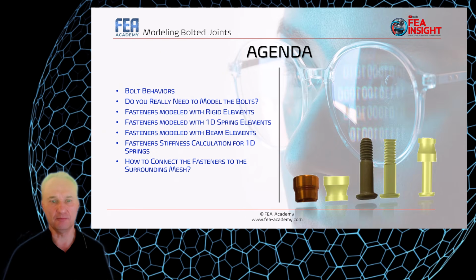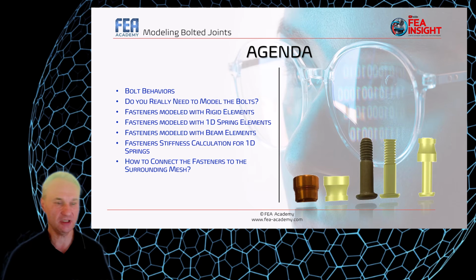So, before jumping into the details of this episode, let me present you the agenda. I want to start with a refresher about bolt behaviors and also answer the question, do you really need to model the bolts? Then I'm going to cover three methods in order to model the fasteners, the bolted joints. First, the rigid elements, the 1D spring elements, and the beam elements.